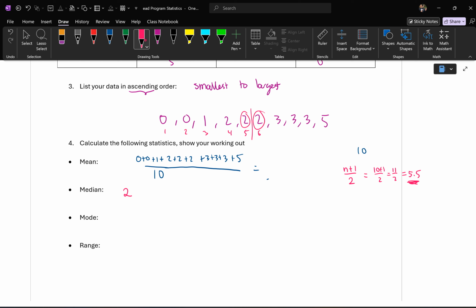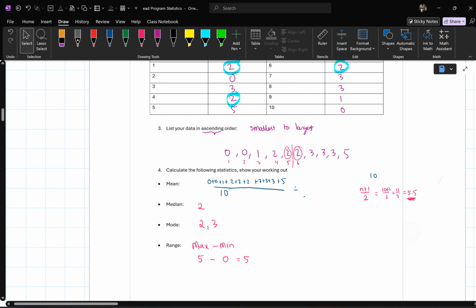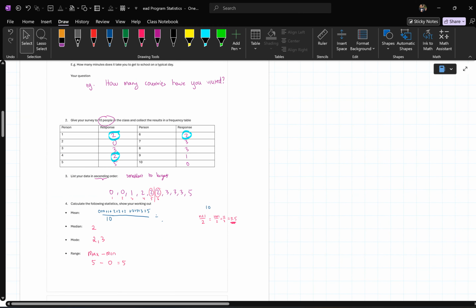Okay. And the mode, well, clearly you've got 2 modes. You've got 2 and 3 as the most popular, so the number of countries they visited was 2 or 3. And the range is the distance from the smallest to the largest. So maximum minus minimum. So the maximum number is 5 minus the minimum number, 0. So the range is 5. Okay, this one you can do on the calculator.